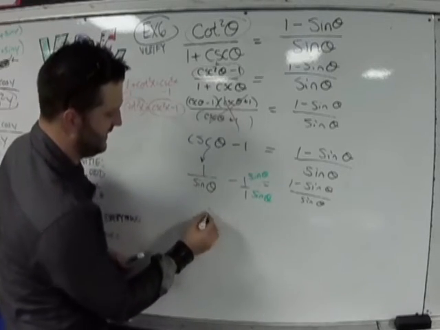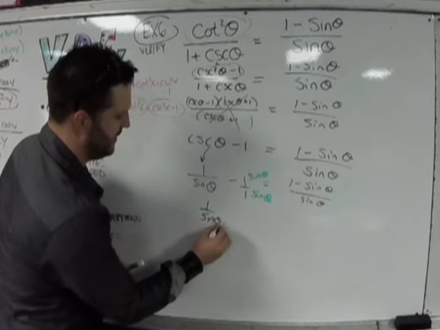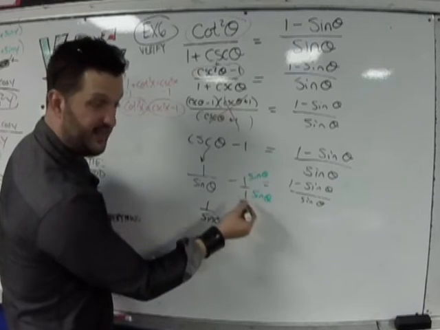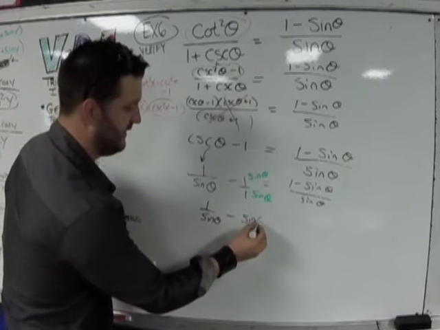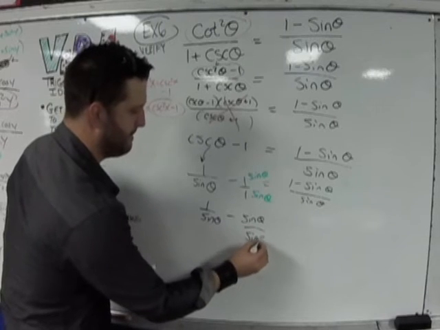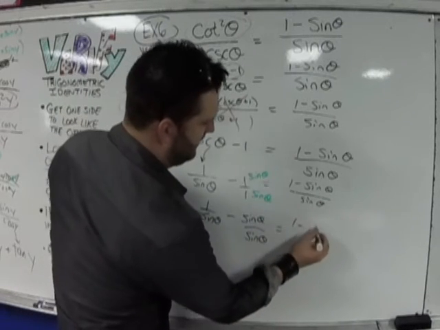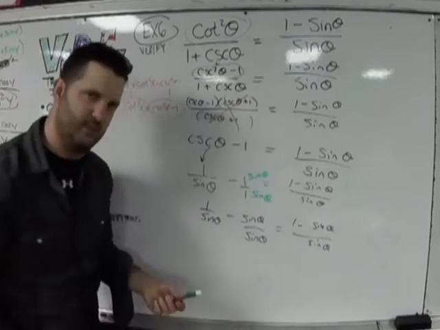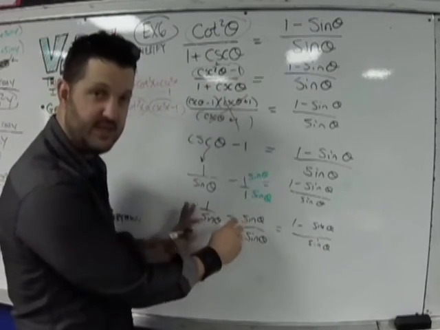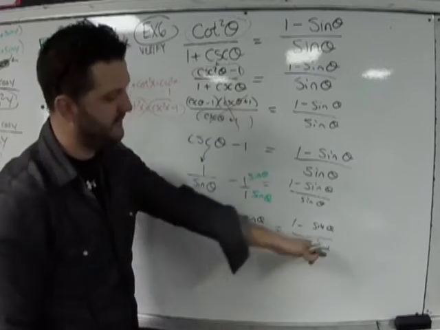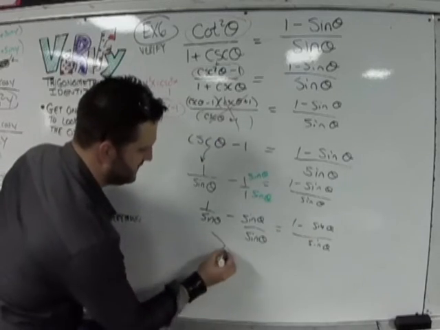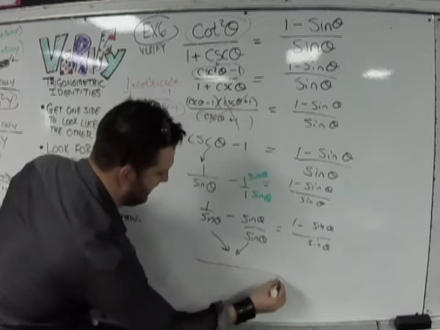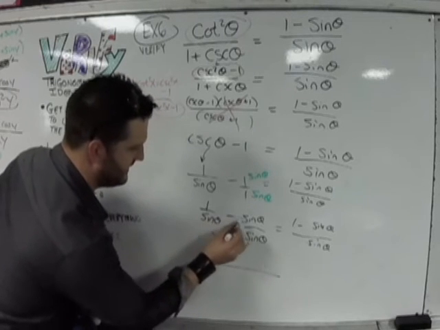1 over sine theta minus, this now becomes sine theta over sine theta, equals 1 minus sine theta over sine theta. Well, heck, hopefully you can see where we're going with this. You have two fractions with the same bottom. When you put them together, it's going to look like that. These will go together to make 1 minus sine theta.